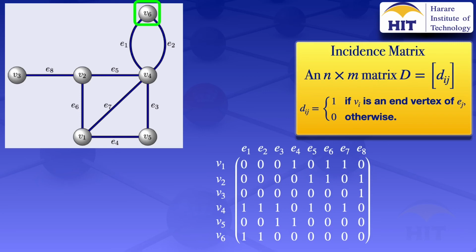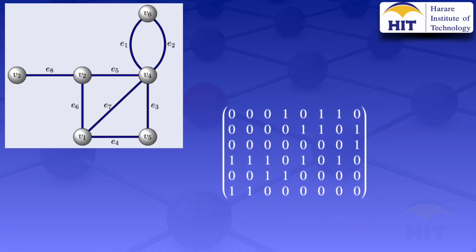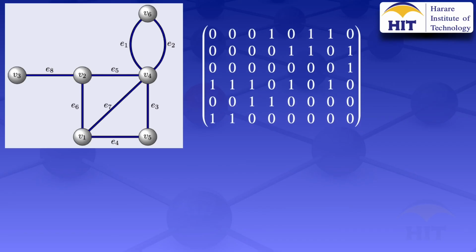I wrote those V1 up to V6 and E1 up to E8 just to enable us to write the matrix. So we have now obtained the matrix, so I can get rid of those V1 up to V6 and E1 up to E8, and I'll be left with that matrix there, which has 6 rows and 8 columns.